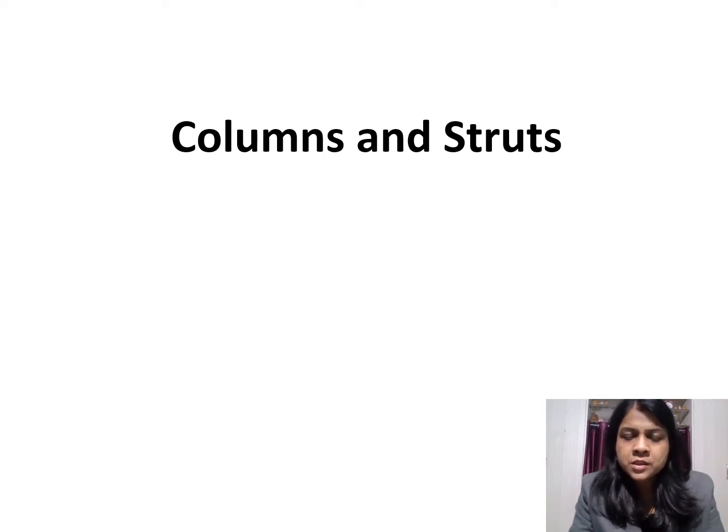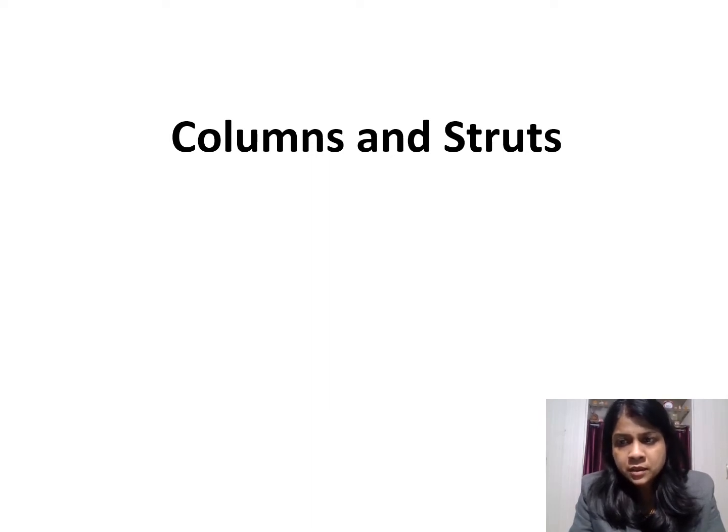So now the question is, what is a compression member? It means the members which are taking compressive loads from the overhead structures are called compression members. So columns and struts both are compression members. Then what is the difference between a column and a strut? Why will we call a member a column and why will we call a compression member a strut?